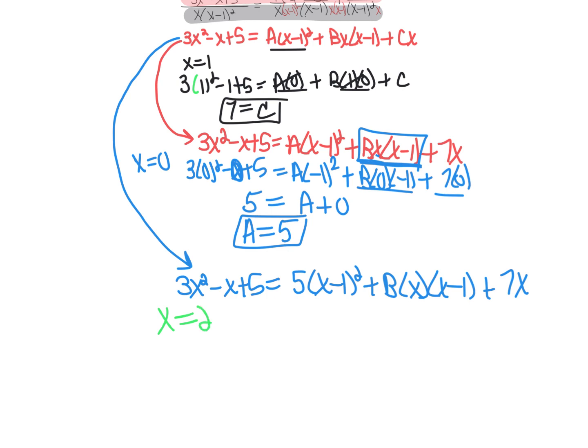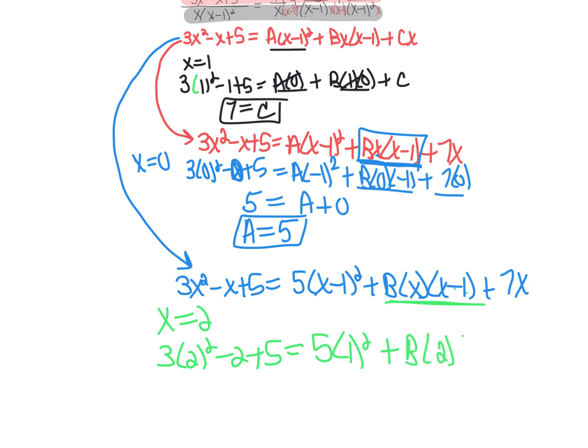And why did I choose 2? Because if I look right here at my b term, 2 minus 1 gives me a 1. That's why I picked it. So we're going to have 3 times 2 squared minus 2 plus 5 equals 5 times (2 minus 1), which is 1, so 1 squared, plus b times 2 times (2 minus 1), which is 1, plus 7 times 2.